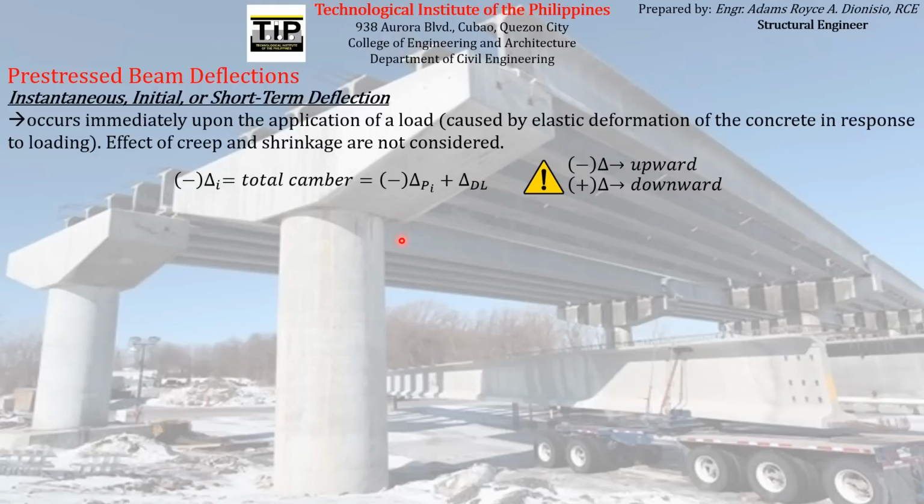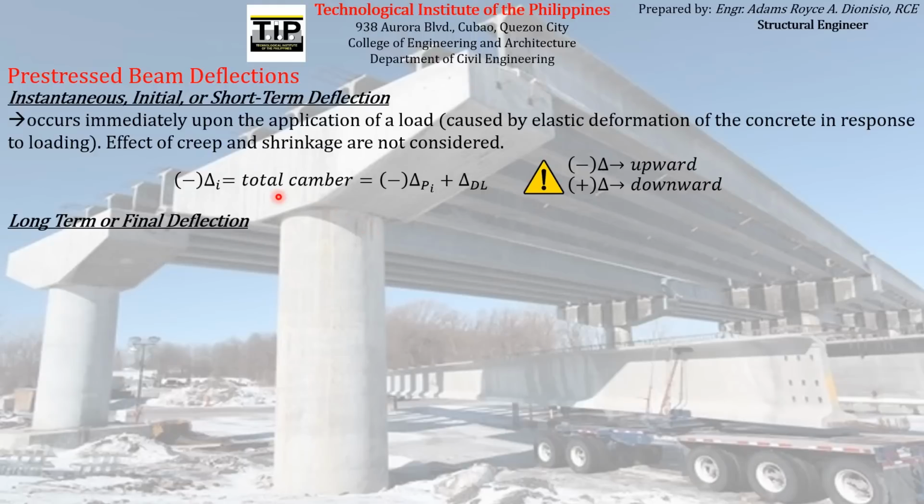Therefore, to find the total camber experienced by the prestressed concrete beam, you just have to add the deflection due to the prestressing force alone and the deflection due to the self-weight of the member. That is how you can compute the total camber. That is a short-term deflection because it immediately occurs on the prestressed concrete beam as the prestressing force is applied to the concrete beam itself. So that falls under the short-term deflection category.